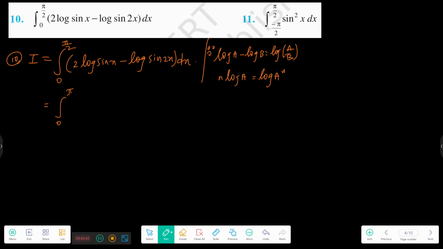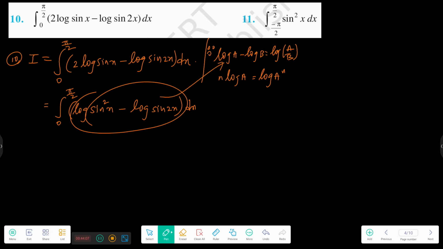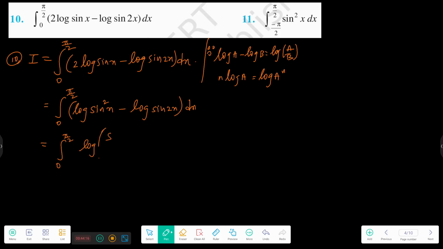So the question became log sin power 2 of x, minus log sin 2x, and overall there is a dx. Like this you can write. Now this looks like the log A by B formula. Surely you can use the log A by B formula. So the integral from 0 to pi by 2 of log of sin square x divided by sin 2x dx.